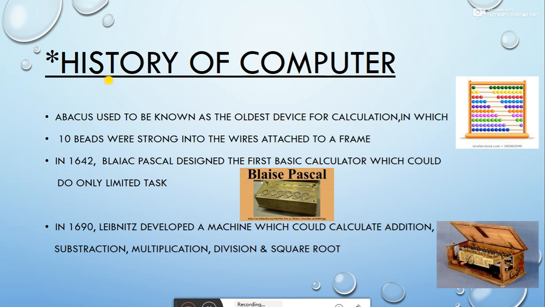Abacus used to be known as the oldest device for calculation, in which 10 beads were strung into the wire attached to a frame. As you are familiar with this abacus, in your childhood you would play with this abacus. Abacus was the oldest device for calculation. As you can see in this picture of abacus, 10 beads were strung into 10 wires and it was attached to a frame.